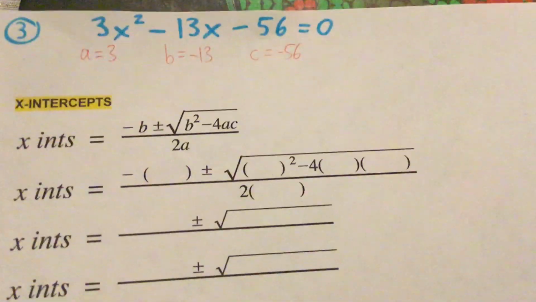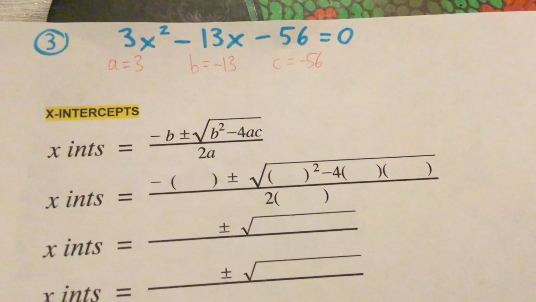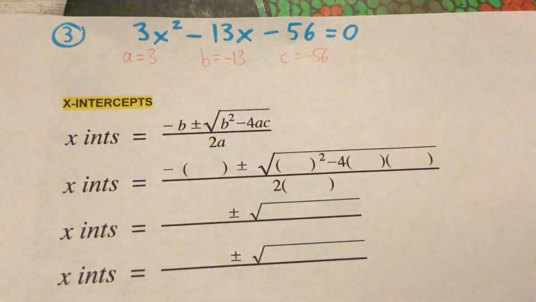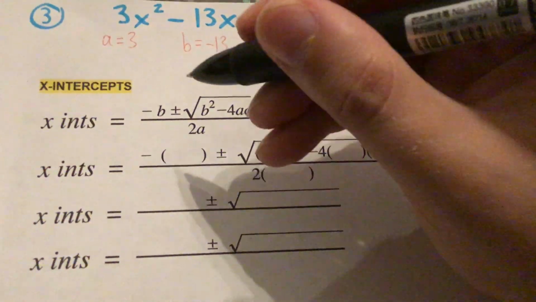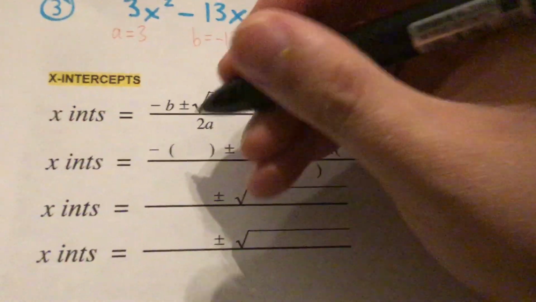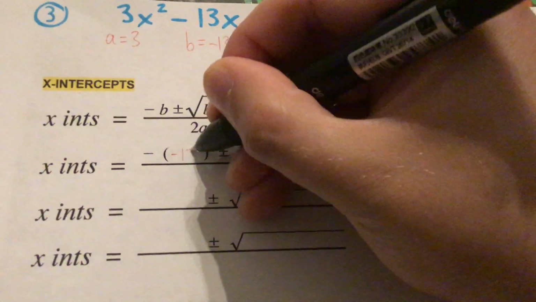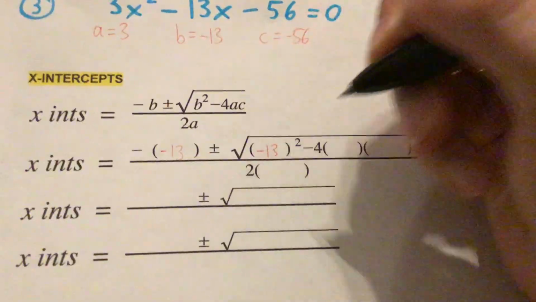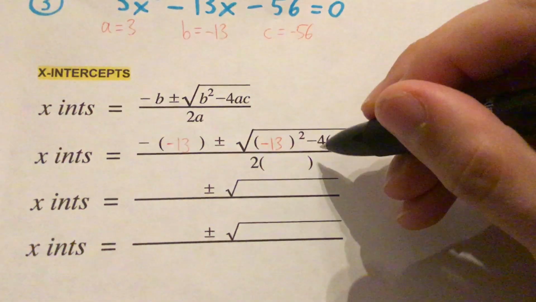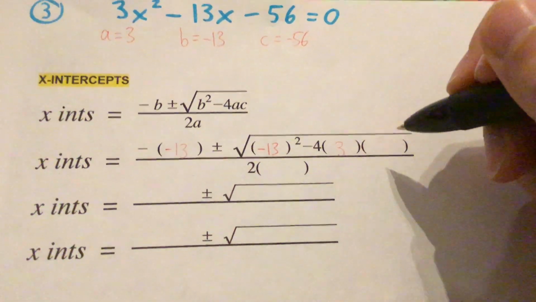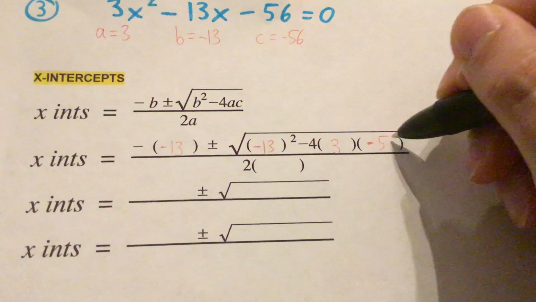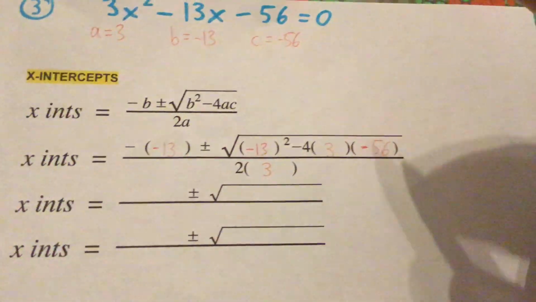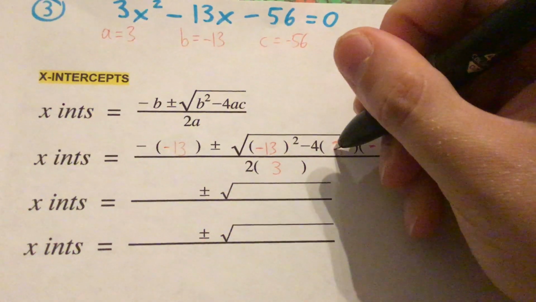Okay, so my A is 3, my B is negative 13, and my C is negative 56. Let's find the x-intercepts of this quadratic trinomial. So the x-intercepts can be found by taking negative b, in this case, the b is negative 13, plus or minus the square root of negative 13 quantity squared, minus 4 times a times c, which is negative 56, all that over 2 times a. The a is 3. Let me darken that a little bit so you can see it.